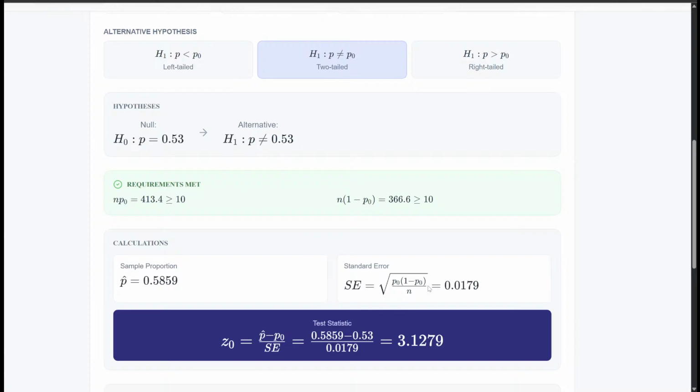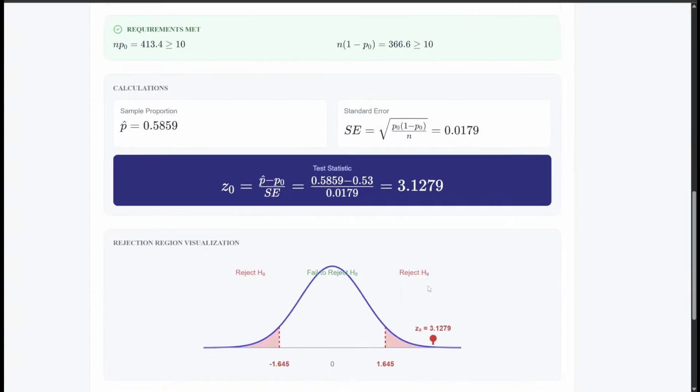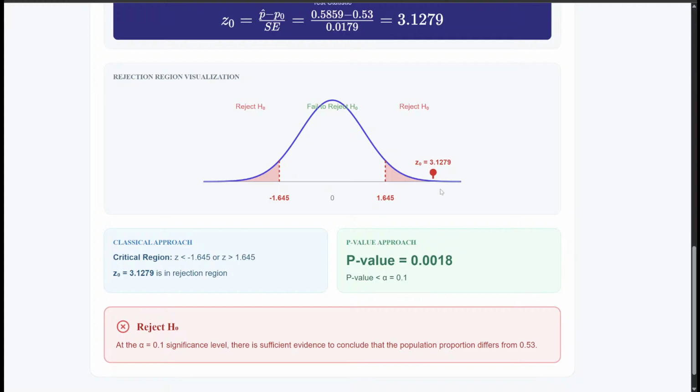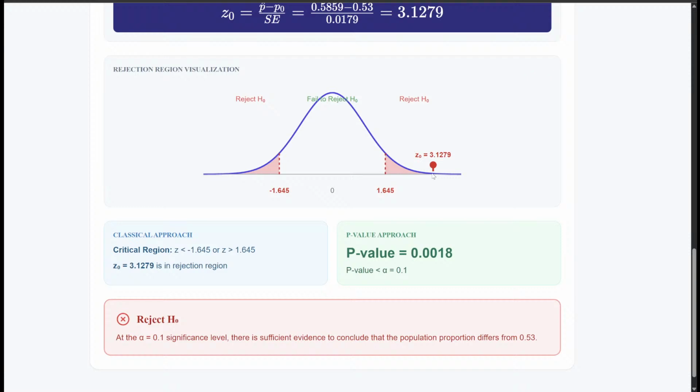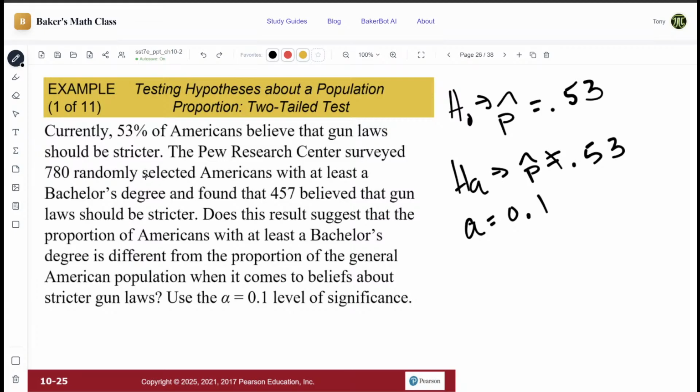And actually, this is not 5%, this is 10%. So it's going to be even lower than that. So based on this, do you think we're going to reject or not reject? Yeah, we're going to reject. This one's way over there. Okay, so we are going to reject in this case. All right, so what's my conclusion?